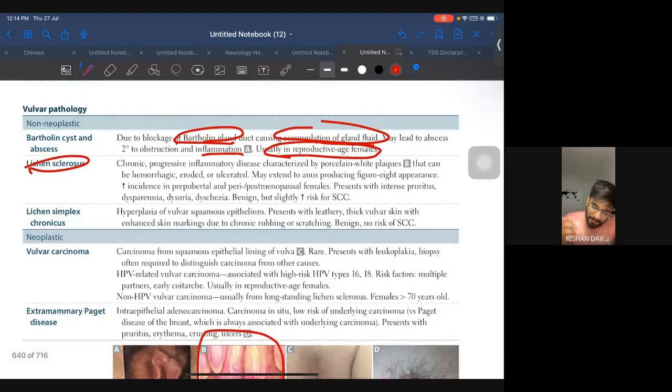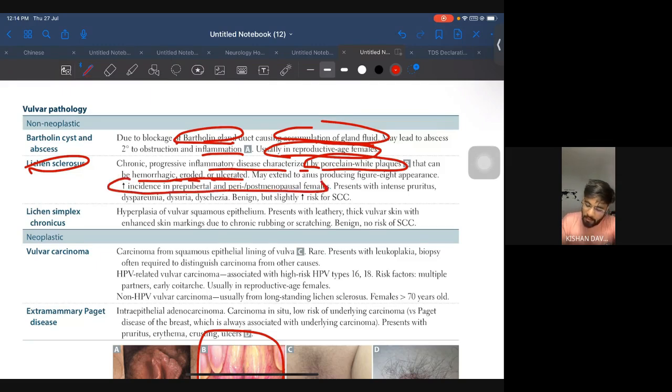Okay. Coming to lichen sclerosis, a progressive inflammatory disease characterized by porcelain white plaque that can be hemorrhagic, eroded, or ulcerated. May extend to anus, producing figure eight appearance. Increased incidence in prepubertal and peri or postmenopausal females. Presents with intense pruritus, dyspareunia, dysuria, dyschezia. So if pruritus, dyspareunia, dysuria and dyschezia come, you should be thinking about lichen sclerosis.